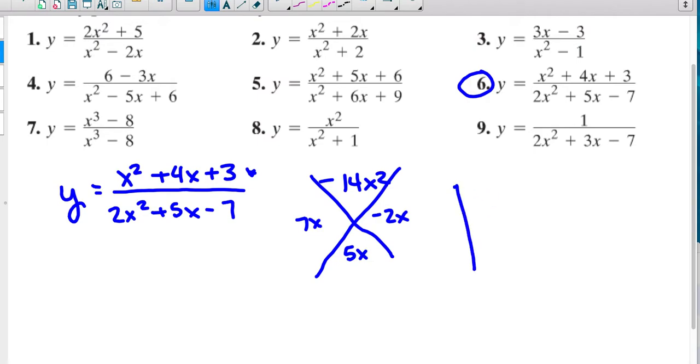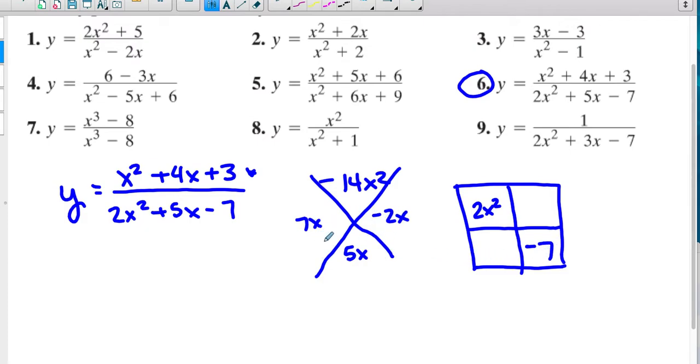So now, using our box to help us find our greatest common factor, your a term goes here, and that is 2x squared. The c term goes down here, and then the factors that you found here are going to go in the opposite diagonal. So then you have 2x squared and 7x. They have an x in common. Negative 2x and negative 7 have a negative 1 in common. 2x squared and 2x squared have 2x in common. 7x and negative 7 have 7 in common.